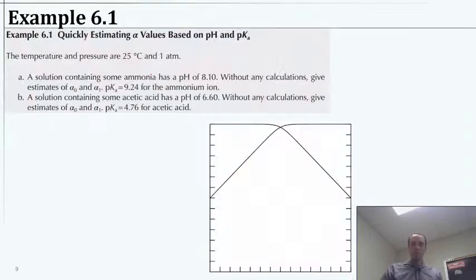Okay. So given that, let's put that into practice. So here's another example for us. We're going to estimate the values, the alpha values, based on pH and pKa. So we have a standard condition here and two scenarios to look at. The first is a solution containing some ammonia that has a pH of 8.1. And don't do any complicated calculations. You could do like an addition or subtraction, I guess. Without anything more, estimate the value for alpha 0 and alpha 1, if the pKa for scenario A is 9.24.